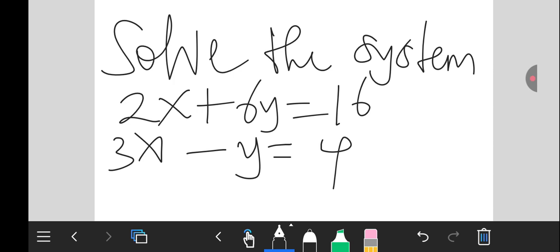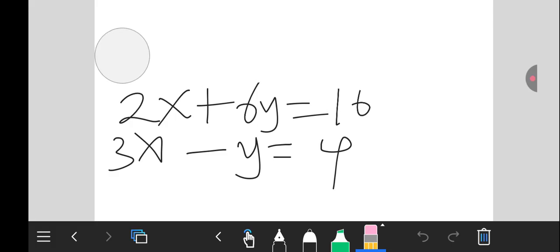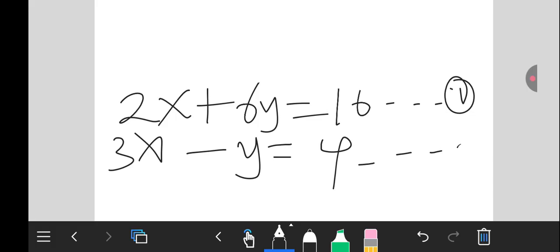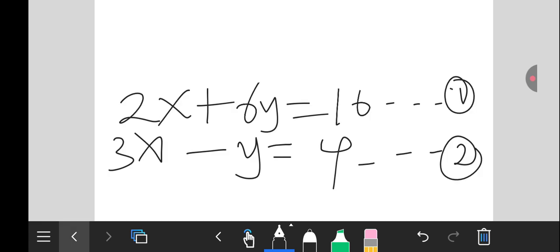Okay, let's solve this system of equations. Which method can we use? We can use any method. We can use elimination, we can use substitution. So this is our equation 1, and you can even label it, this is our equation 2. Let me use a different slide rather.